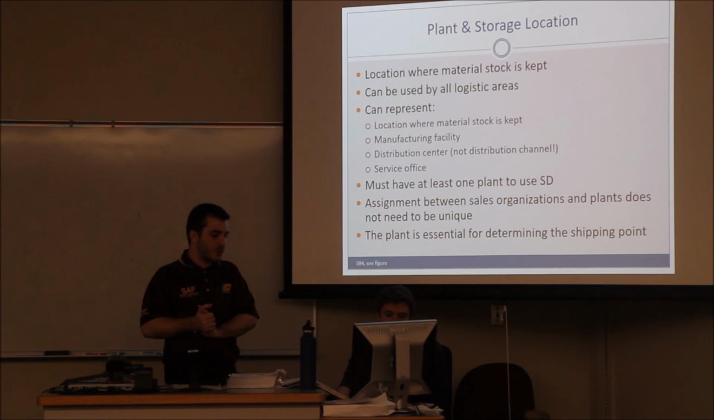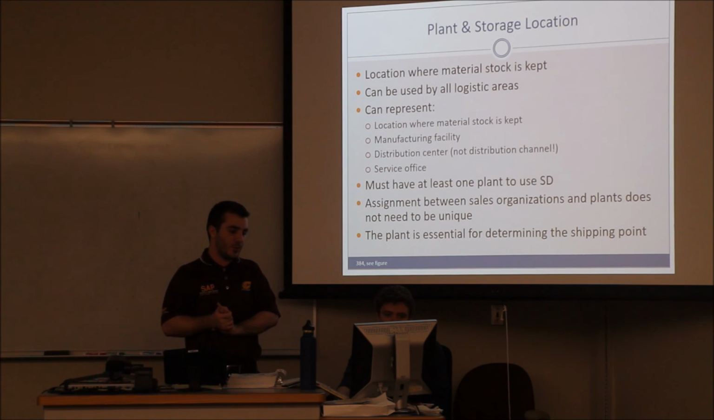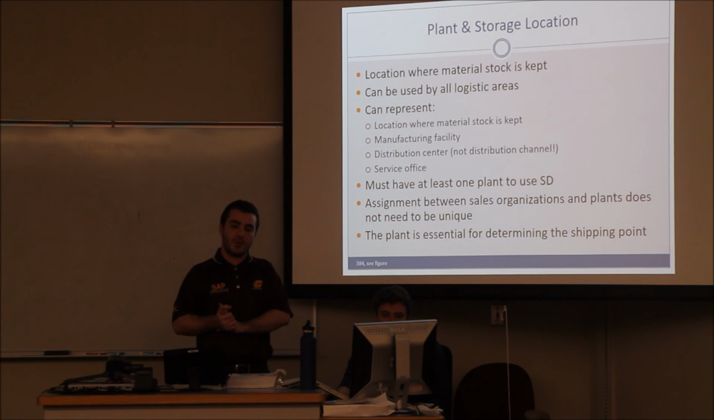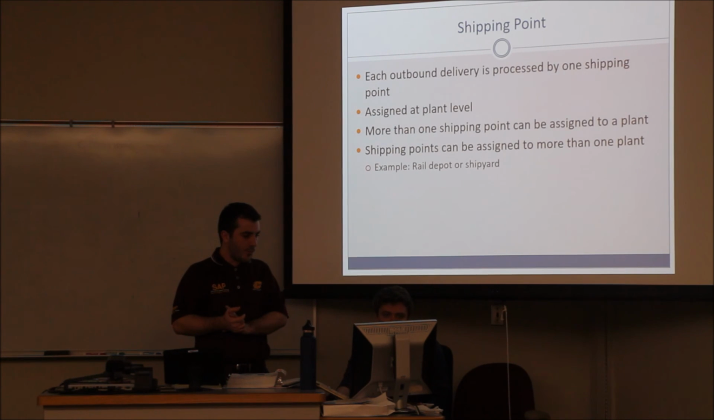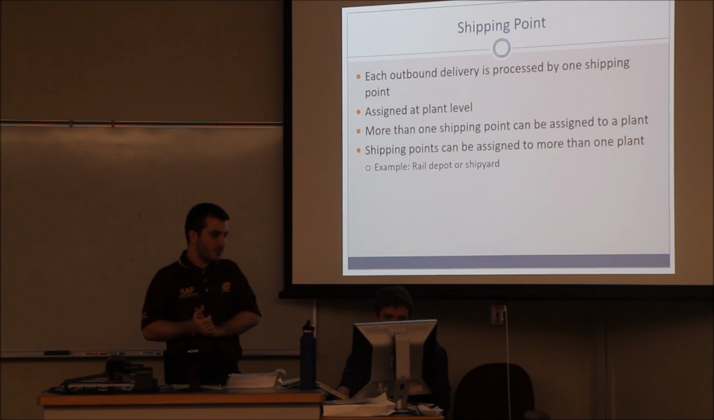And the plant is essential for determining the shipping point. A plant can have multiple shipping points as well. Each outbound delivery is processed by one shipping point. It is assigned at the plant level.